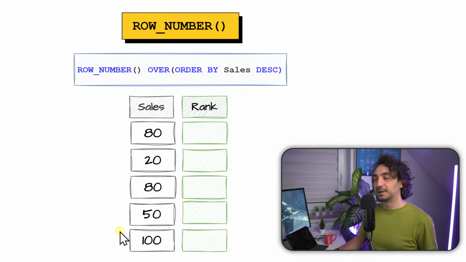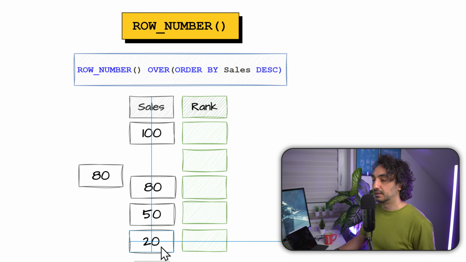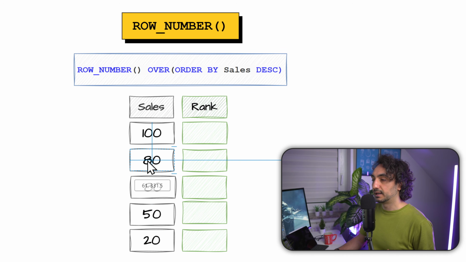Okay, so now we have a very simple example. We have a list of all sales, and we have the following query. It starts with the ranking function, row number, which doesn't accept any argument inside it, and the definition of the window is going to be like this: order by sales descending. That means we're going to sort the data from the highest to the lowest. So SQL will do the following: the highest is the 100, the lowest is the 20, and here we have twice the 80.